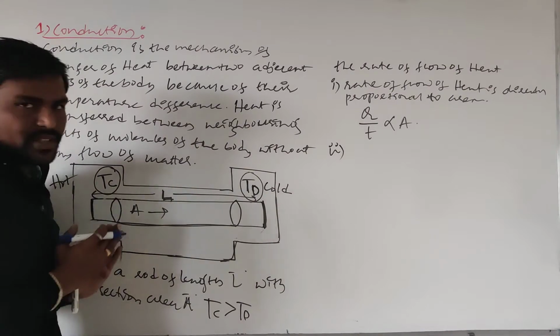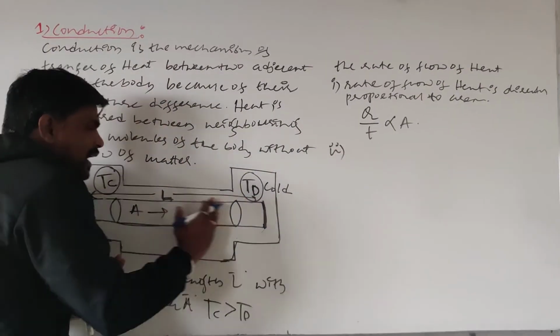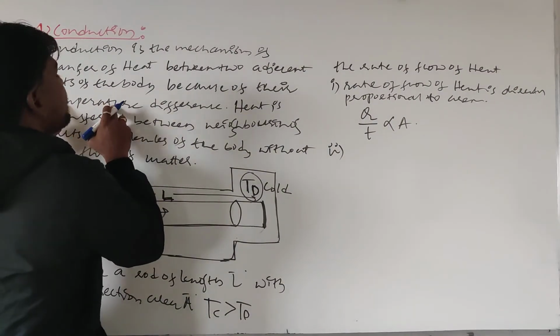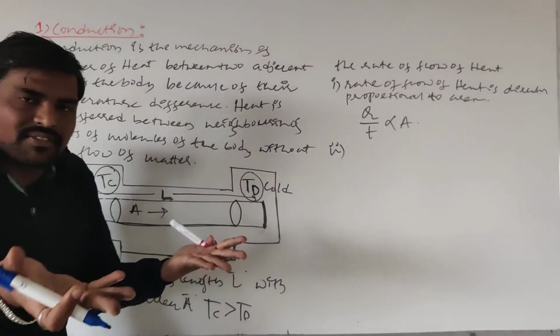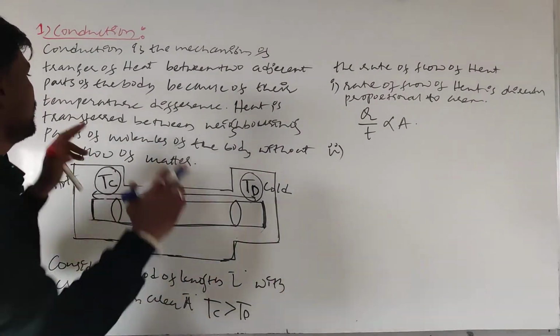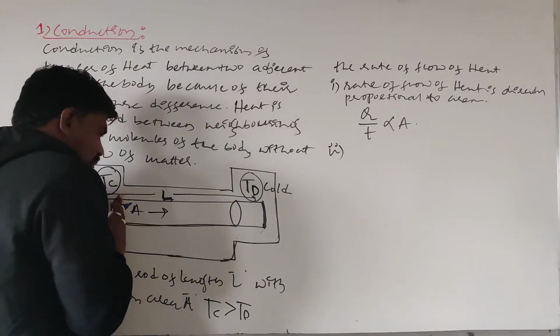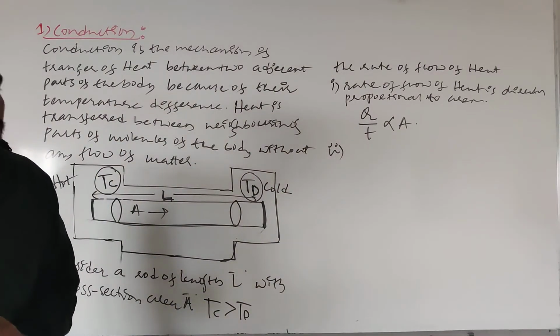This is one adjacent part, this is another adjacent part. If the heat is higher here and lower here, what happens automatically? Heat starts to flow. So there is a temperature difference: temperature is higher here and lower here. Getting my point? Then the transfer between neighboring parts of the molecule, one molecule takes heat and passes it to the next molecule. They keep flowing, right?